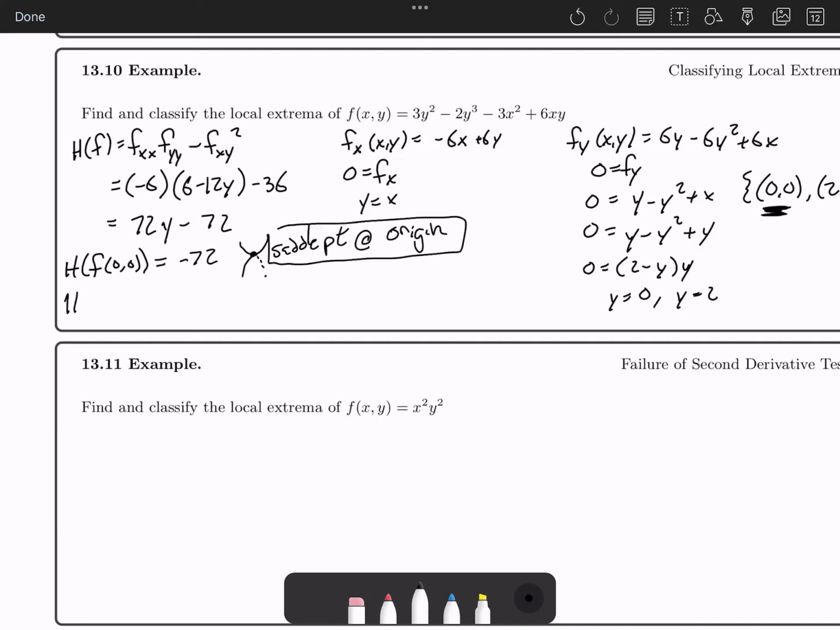Okay, let's look at the Hessian at (2, 2). So plugging in y equal to 2 into my Hessian, I get 72 times 2 minus 72, which puts me at a positive 72. That's positive, meaning that the second derivatives share the same sign. I don't know if it's going to be a maximum or a minimum yet, but I can look at either second derivative, and at the y value of 2, my second derivatives are negative. So I have negative concavity, and the Hessian told me that it's negative in both directions. So this is going to give me a local max.